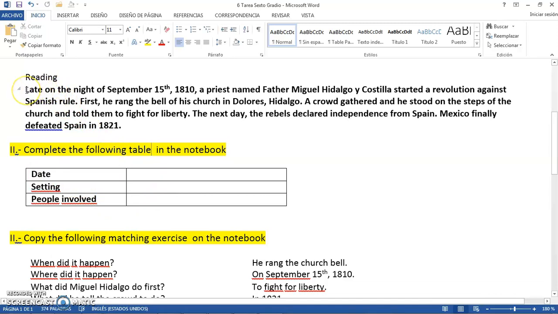Okay, reading. Let's start. Please read with me and try to pronounce. Try to do it aloud.